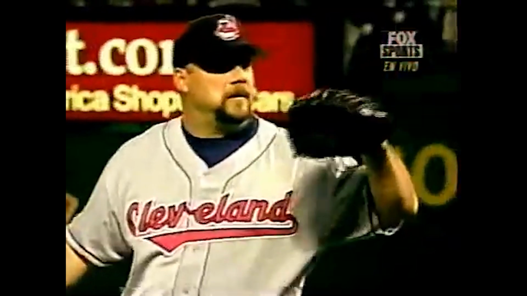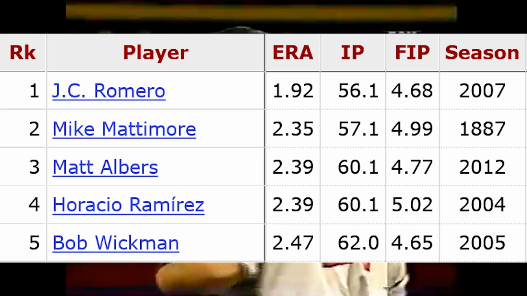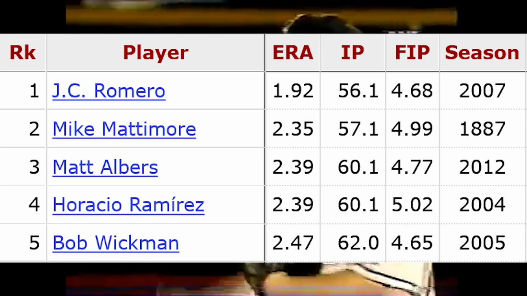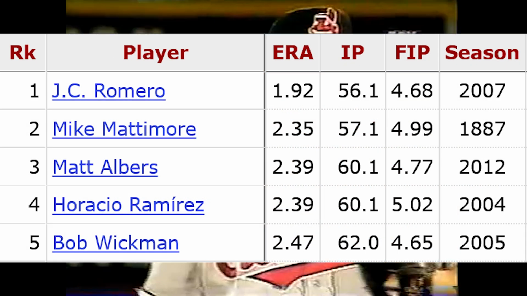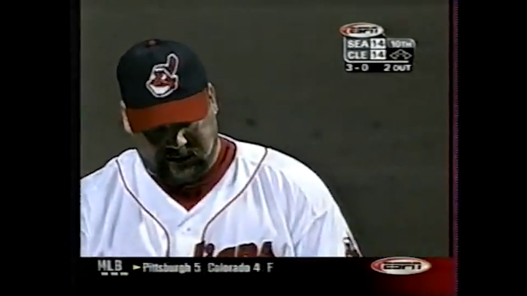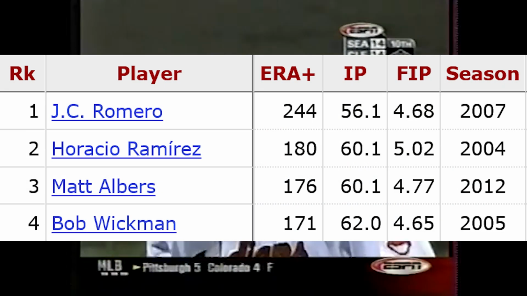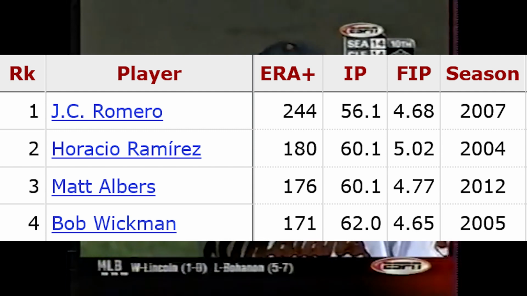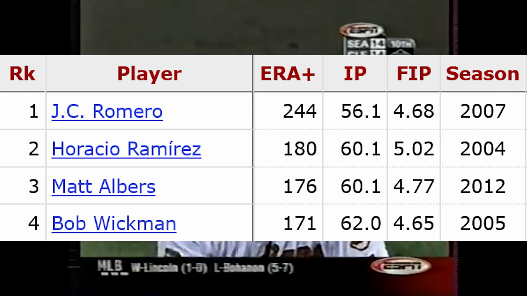Let's start with his FIP. Of all pitchers throughout the history of Major League Baseball, with an FIP of at least 4.65 and a minimum of 50 innings pitched, Bob Wickman's 2.47 ERA is the 5th lowest of all time. Here are the marks of the other 4 pitchers, and I might add, only 2 of them were also relievers. If we were to look at the best adjusted ERA with an FIP that high, Wickman's 171 mark is the 4th best and 3rd best among solely relievers.